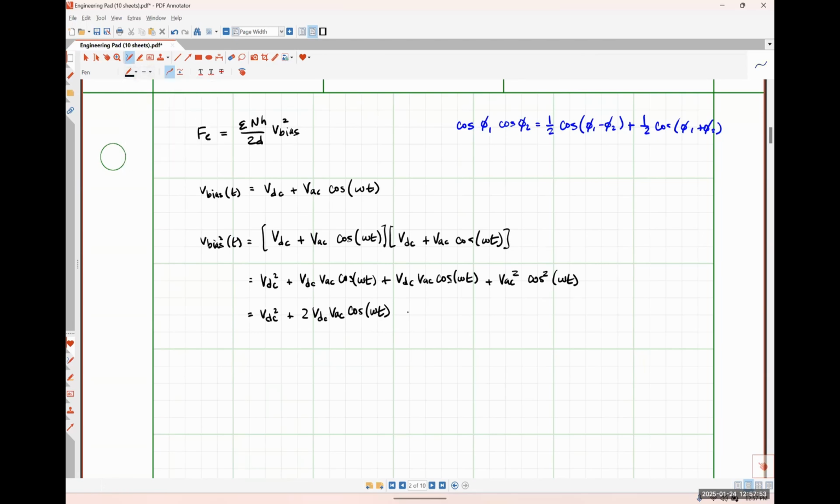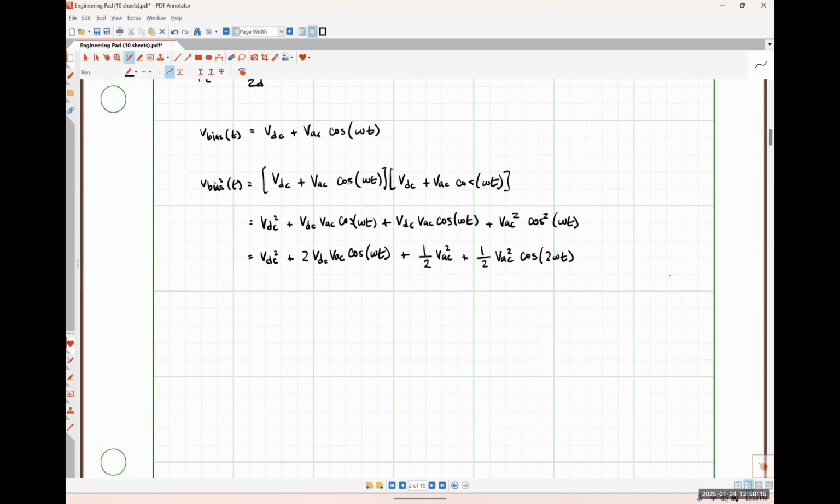So that's going to give me another term over here. I'm going to have 1/2 V_AC squared, and then I'm going to wind up having a factor of 1/2 V_AC squared times cosine of twice omega t. Rearranging things just a little bit now, I'll have V_DC squared plus 1/2 of V_AC squared. So these are both DC terms. So this is some constant force.